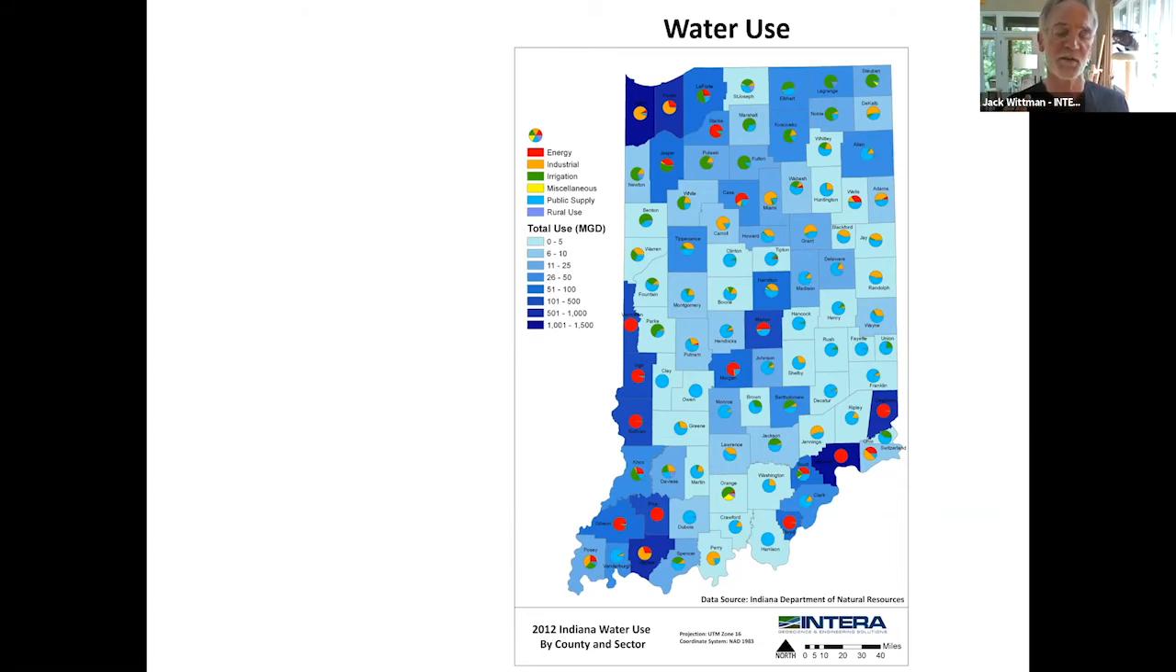And what it shows is that in the areas along the big rivers, we use a lot of water because we have power plants. That's the red in the pie charts. Every one of these pie charts shows which sectors use which fraction of the water. So we have industry, big steel, on the shore of the Great Lakes, and we have power plants along the Wabash and the Ohio rivers.